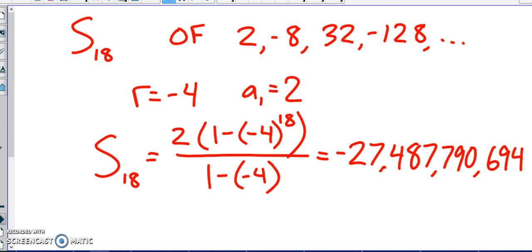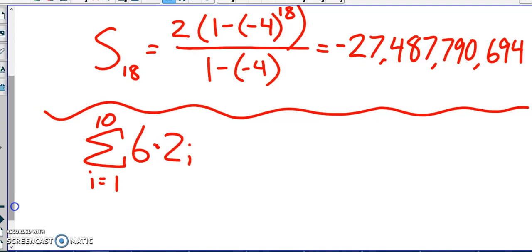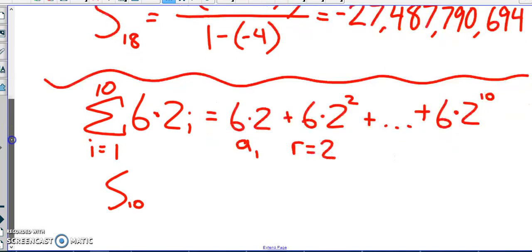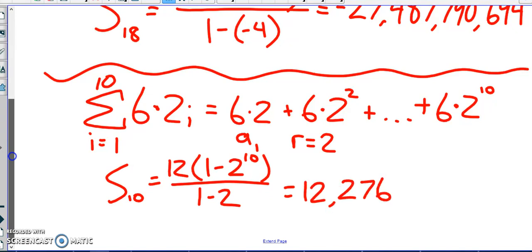Now, in the last minute, let's see if we can also calculate this. The sum from i equals 1 to 10 of 6 times 2 to the i power. Notice the first term would be 6 times 2 plus 6 times 2 squared plus dot dot dot, plus 6 times 2 to the 10th. So basically I'm finding S10 where a1 is 12 and r is 2. So S10 here would be 12 times 1 minus 2 to the 10th over 1 minus 2, which would apparently give us 12,276 if you crunch the numbers.